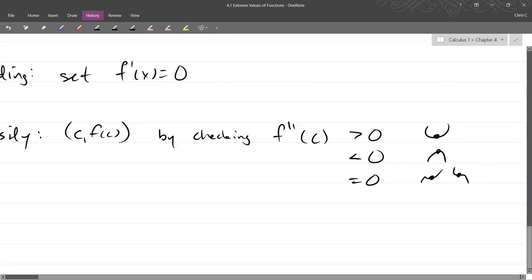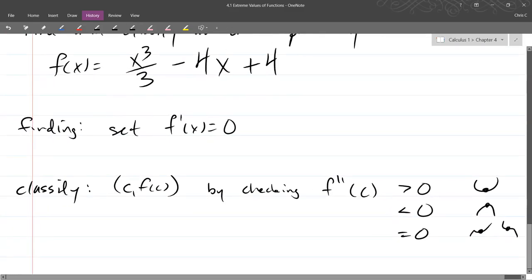What's that? Set it equal to 0 after you take the derivative? Nope. You set the derivative equal to 0. Find all x values that solve that. Right. And then write them as points.